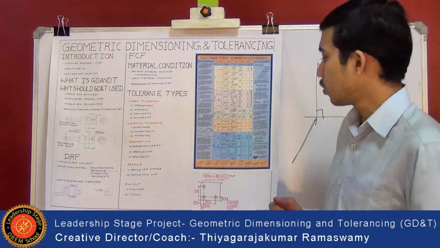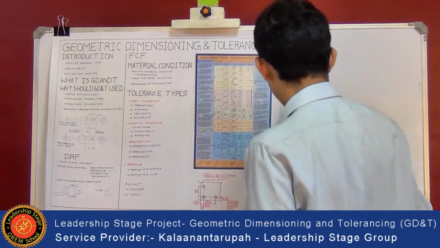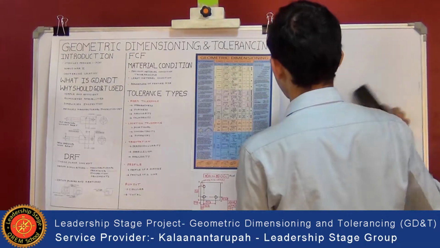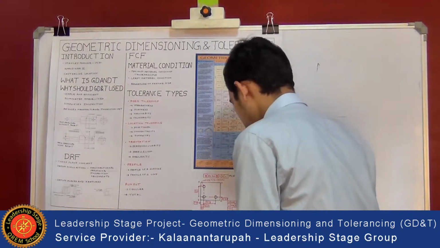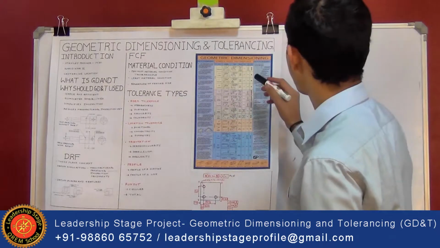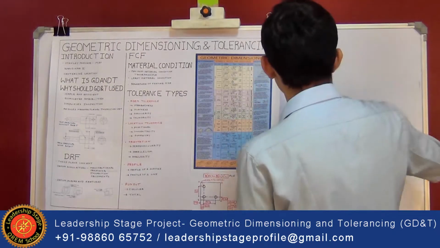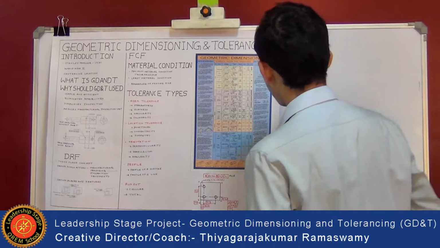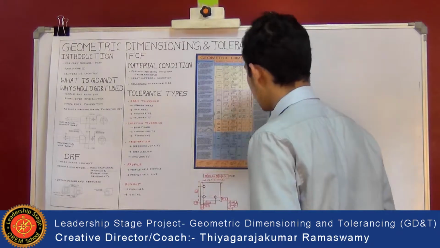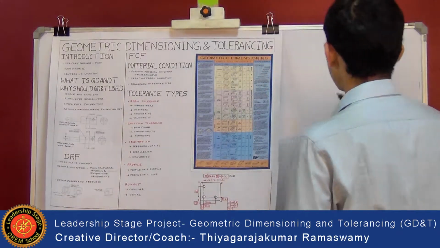Then the feature control frame. The feature control frame is an important concept in GD&T. Here we can decide the tolerance and which datum references are used for a particular feature.